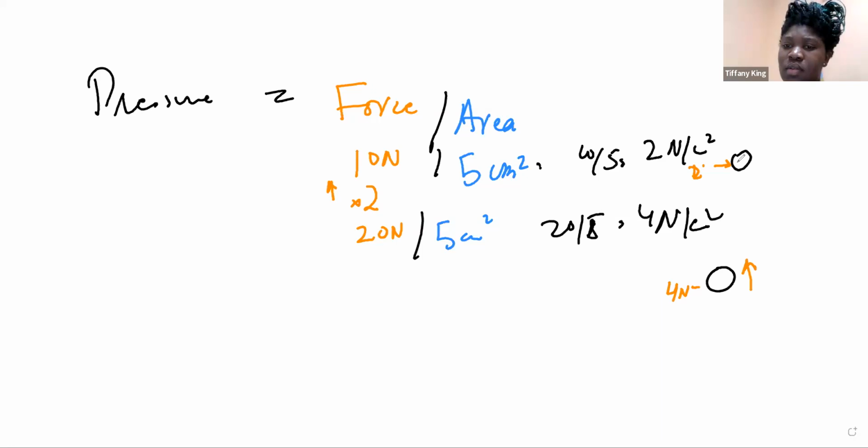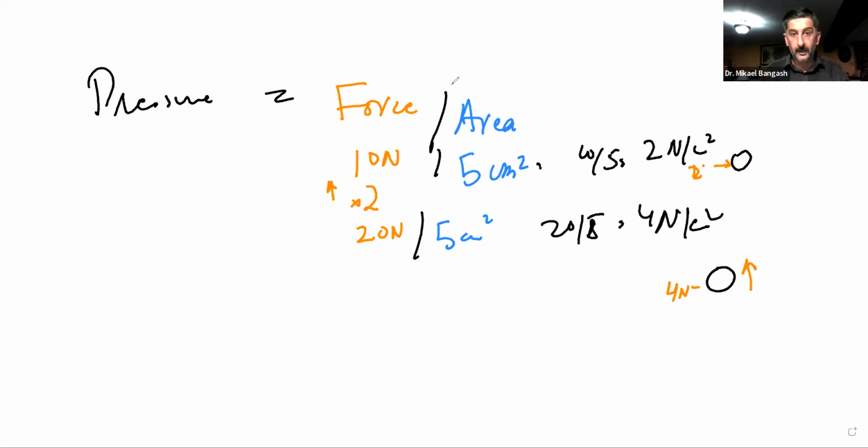Clear? Now, it will be the opposite with area. Say you double the area, with the force remaining constant. So what are we going to have now? We started off with 2 newtons per centimeter square, right? Because 10 newtons per 5 centimeter square is 2 newtons per centimeter square.